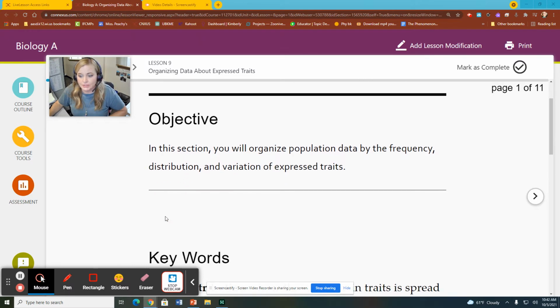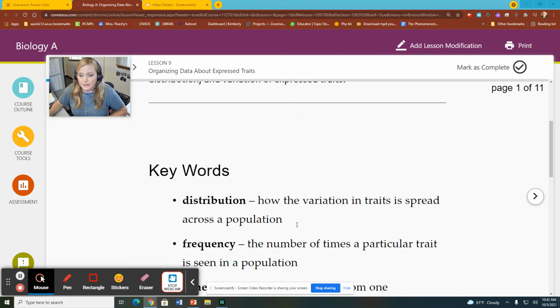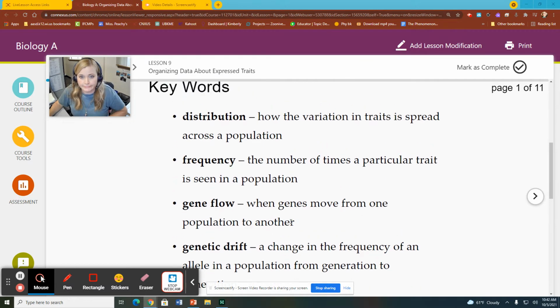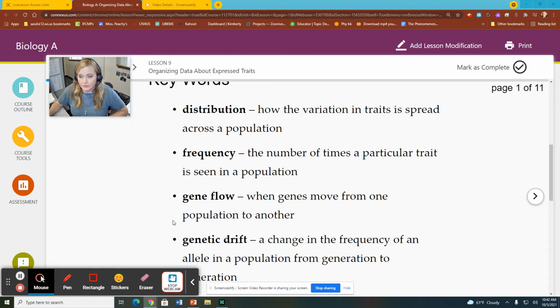Data About Expressed Traits. So here we are going to be seeing some new terms, which is kind of cool because we haven't seen some new terms in a while. We're also going to see some stuff that you've learned previously work its way back into this lesson, and we're going to connect the dots a little bit, which is a cool thing.